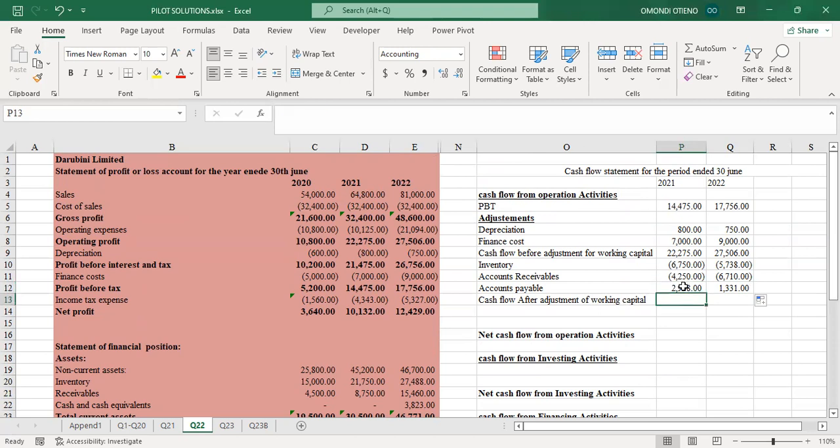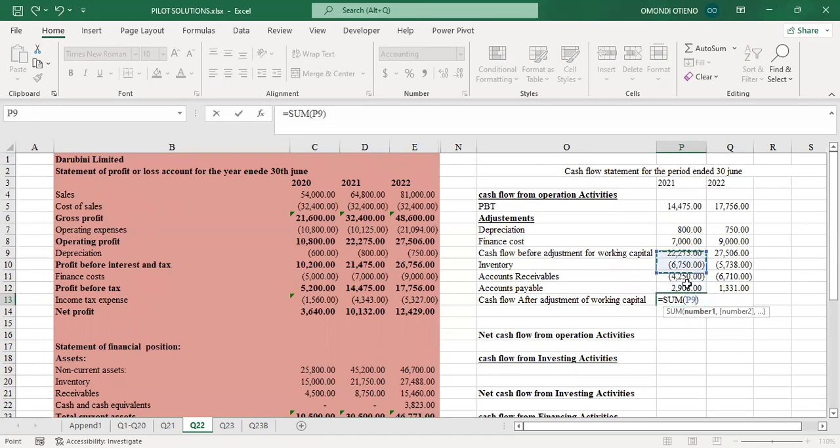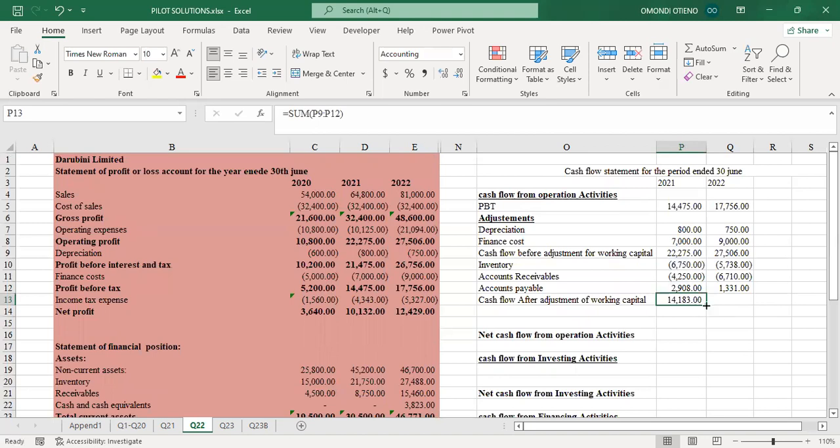It is going to be the summation of the figures that we have there. So that is our cash flow after adjustments for working capital.